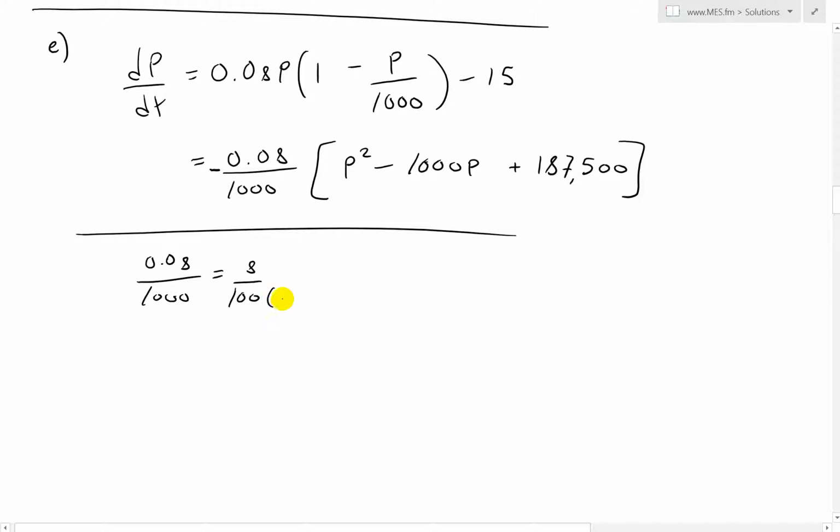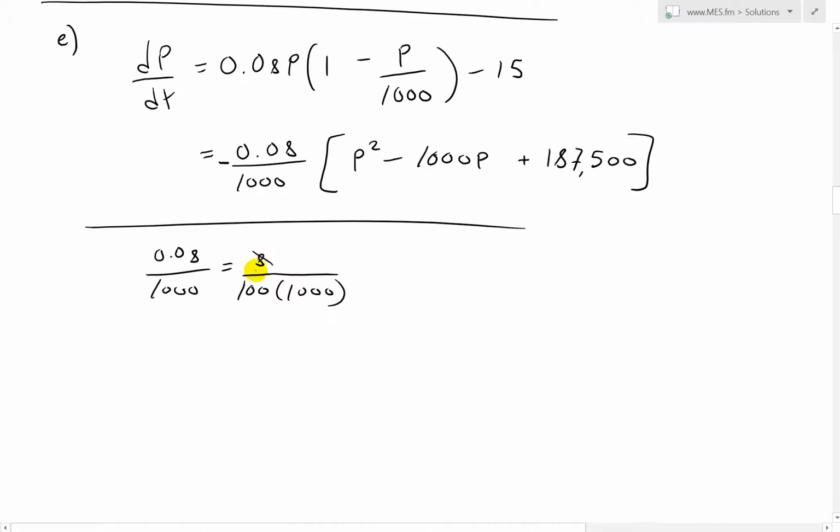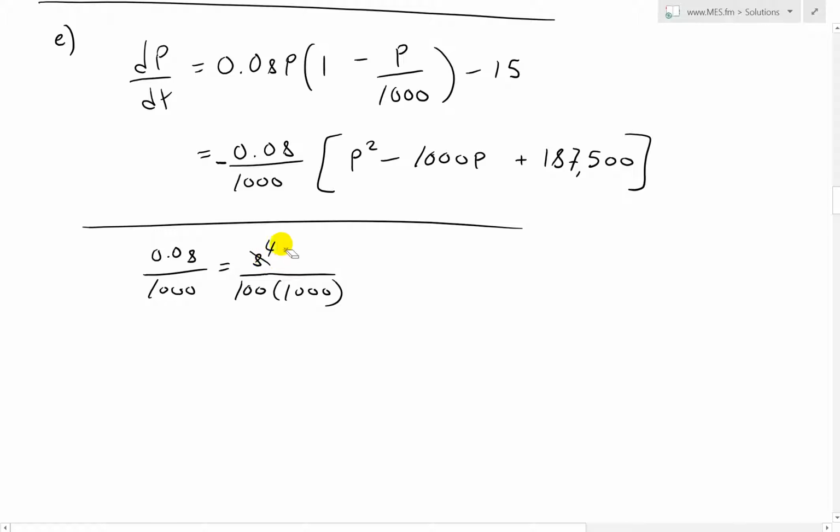And then the bottom here is 1,000. And I'm going to simplify this. This is divided by 2, actually divided by 4. If you divide the top by 4, we get 2, and then we can divide this 100 by 4, that's 25. So 8 over 100 is the same as 2 over 25. Do this again, divide by 2, we get 12.5. So 12.5 times 1,000 is going to be 12,500.